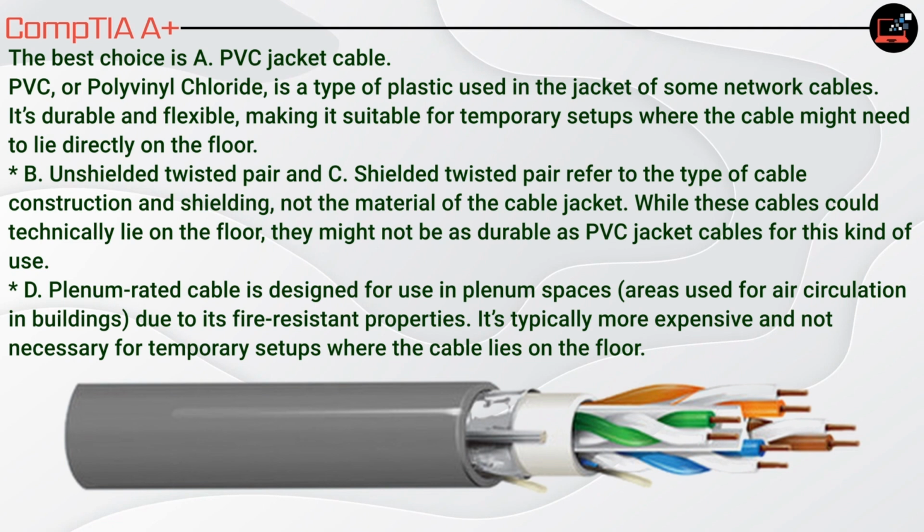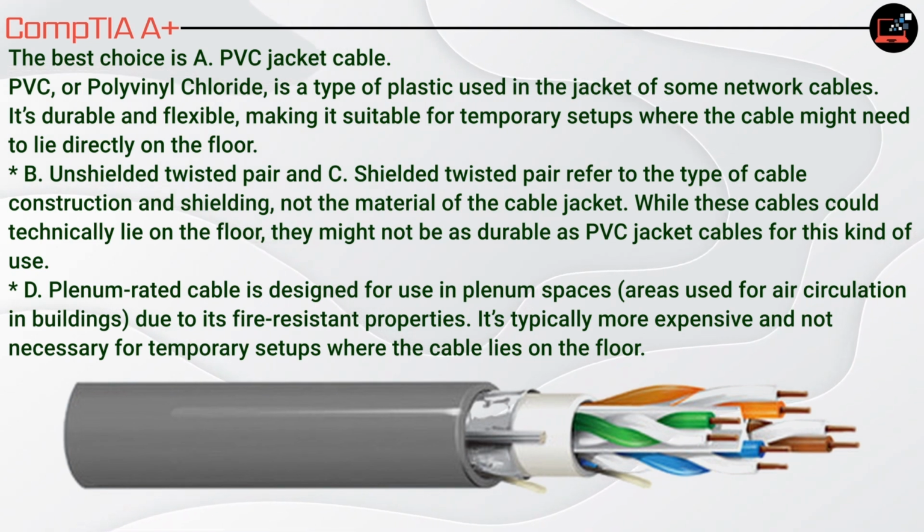The best choice is A. PVC jacket cable. PVC, or polyvinyl chloride, is a type of plastic used in the jacket of some network cables. It's durable and flexible, making it suitable for temporary setups, where the cable might need to lie directly on the floor.